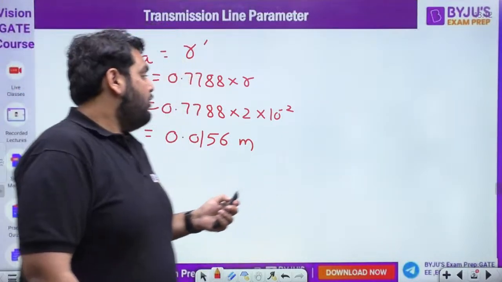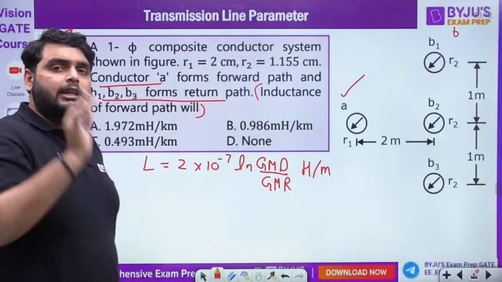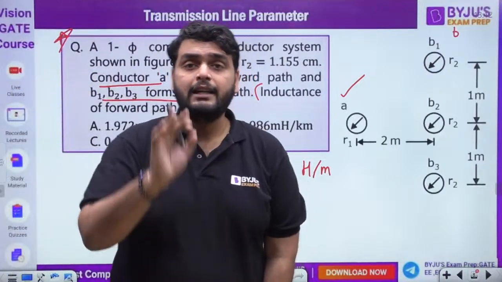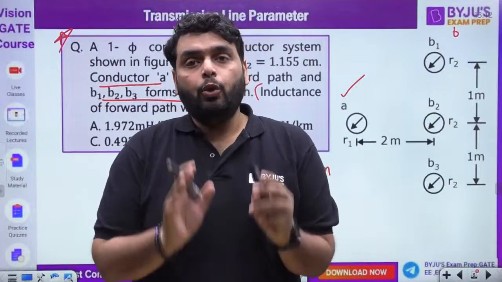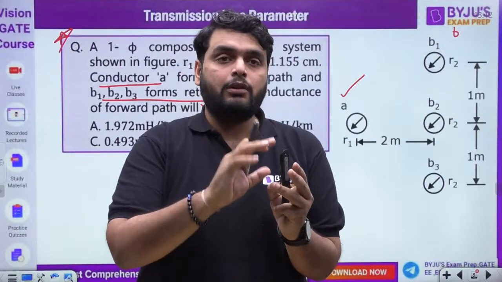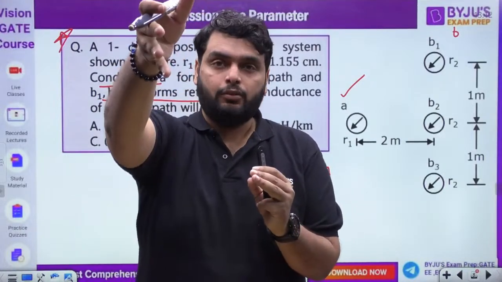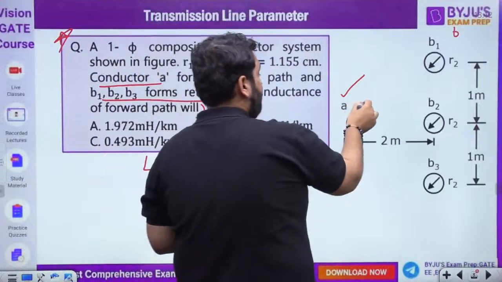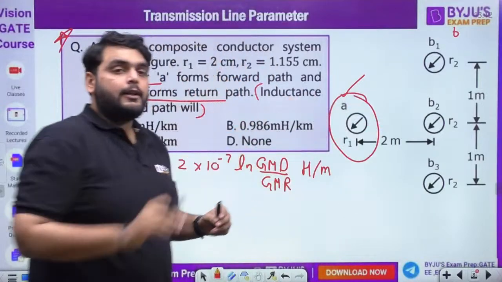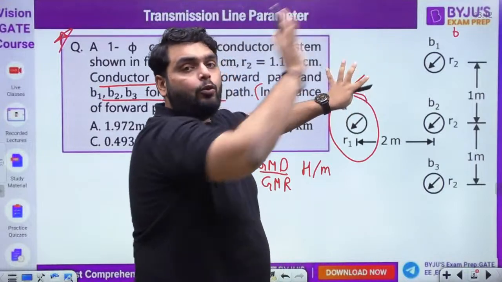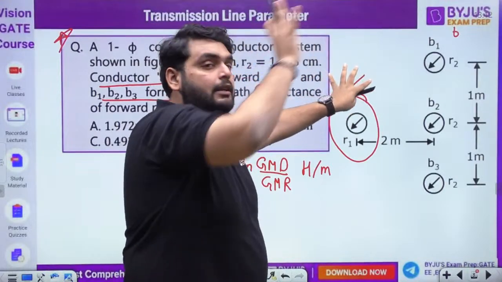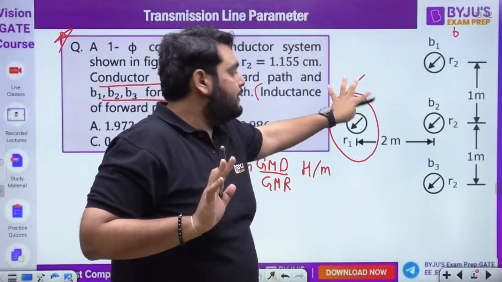नाउ अंडरस्टैंड. नाउ हमें क्या फाइंड करना है? GMD. तो एक बार ध्यान से सुन लो, आपका पूरा समझ में आ जाएगा. जब आप GMD फाइंड करते हो, whenever you are going to find out GMD, no need to see inside that particular conductor. आपको दूसरे कंडक्टर्स को देखना है. जैसे कि हमें इस कंडक्टर का GMD फाइंड करना है, तो मैं यहां से जो दूसरा कंडक्टर है उनका डिस्टेंस देखूंगा. इसके अंदर देखने की जरूरत नहीं है.